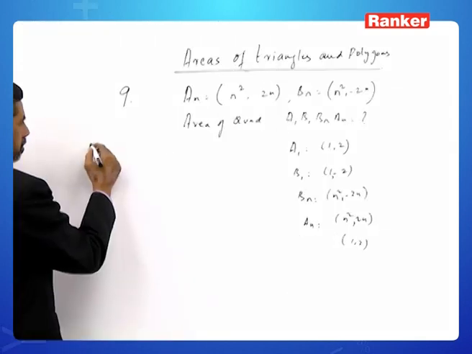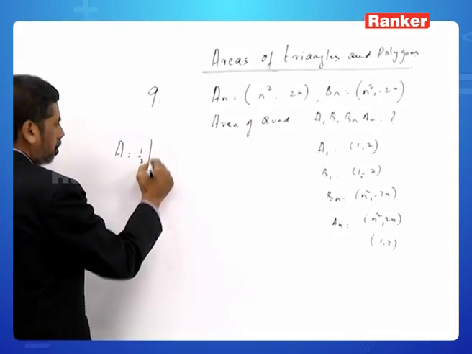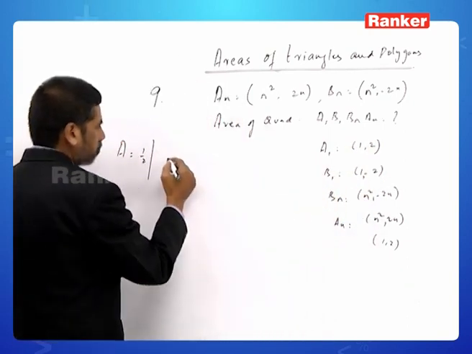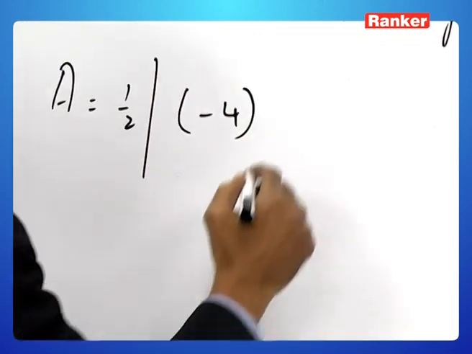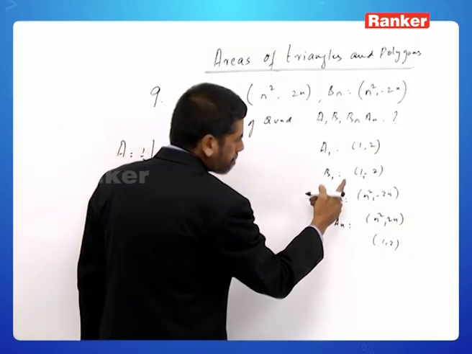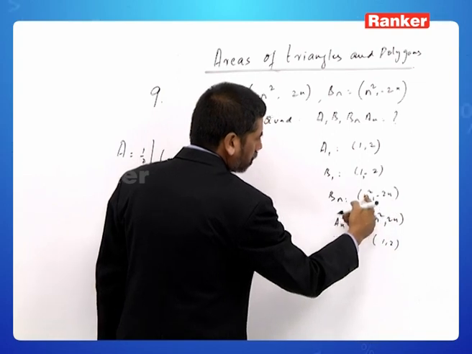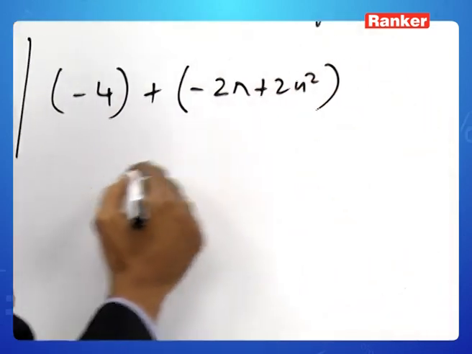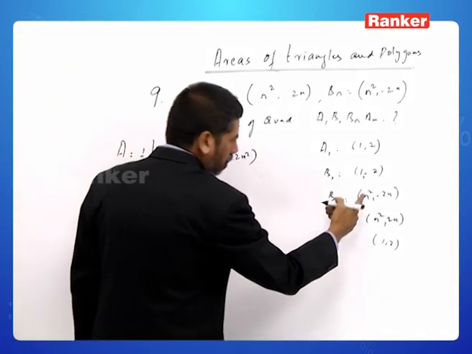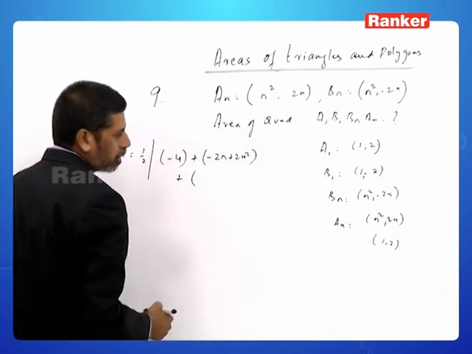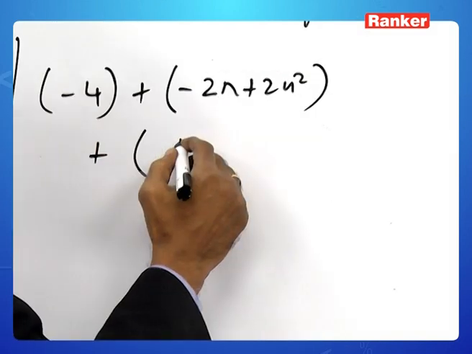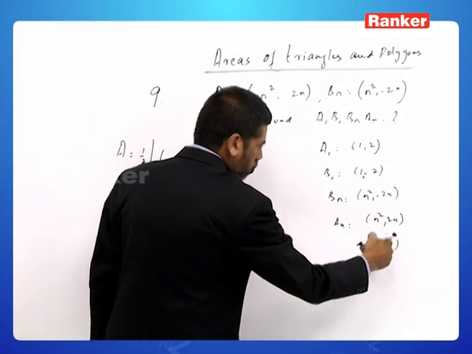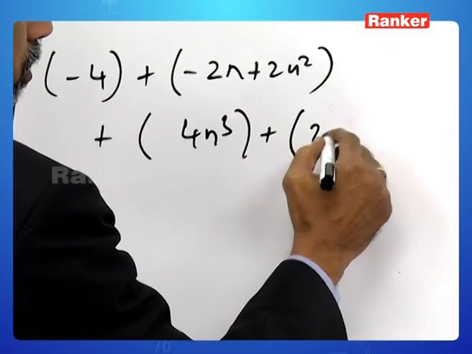So let's calculate the area. Half mod minus 2 is minus 4 plus minus 2n plus 2n squared plus 2n cube plus 2n cube, that is 4n cube, 2n square minus 2n.